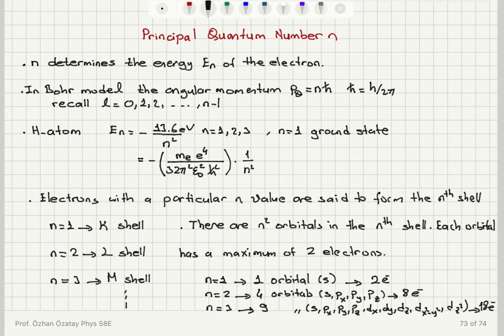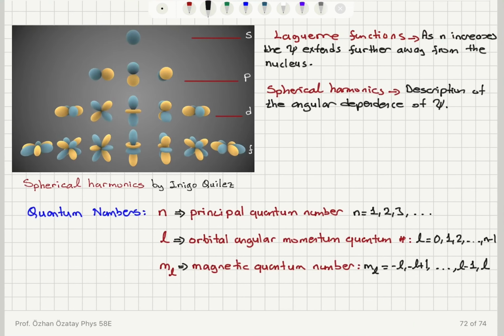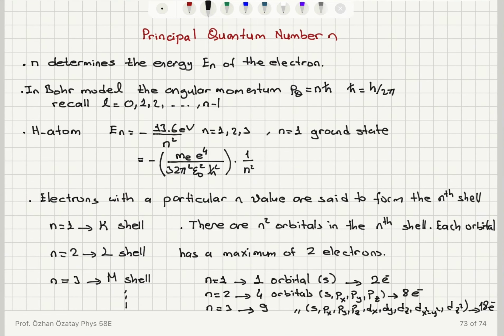The hydrogen atom energy levels are given explicitly as minus 13.6 electron volts divided by n squared, where n equals 1 corresponds to the ground state. n equals 1, 2, 3 form the K shell, L shell, M shell, etc. And for each shell, we have n squared orbitals in the nth shell, and each orbital holds a maximum of 2 electrons, and these are named s, p, d, and f. So sharp, principal, diffuse, and fundamental, etc. Those are some spectroscopic labels.